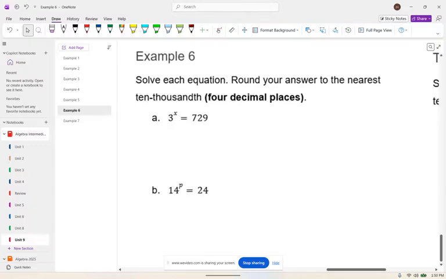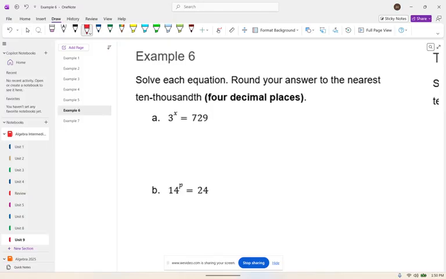All right, guys, in example 6, we're going to be solving equations using logarithms. It says here to round the answer to the nearest 10,000th, and that is 4 decimal places. So when I look at a problem like A, I have 3 raised to some number equals 729. Now what I could do is see, is 729 something that I can write as a base 3? But that's going to take a little while to do. I don't have to do it.